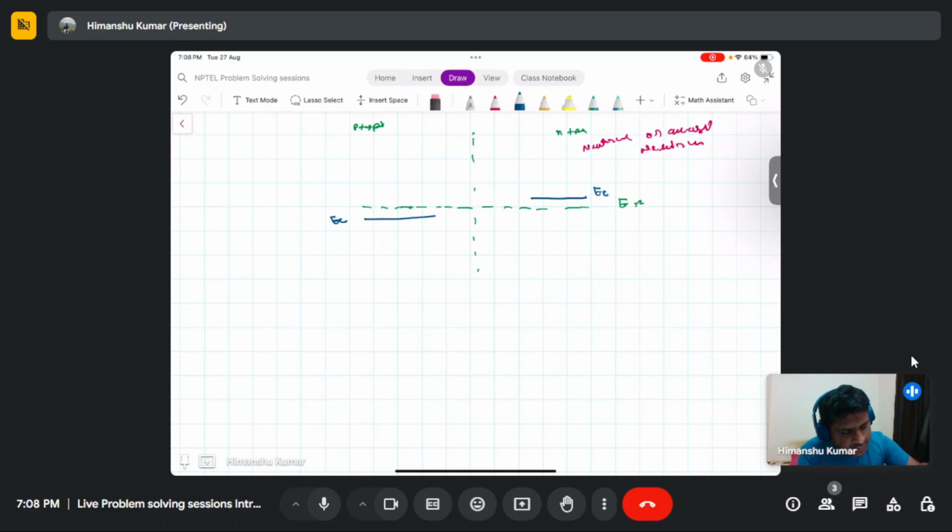Now in this transition region, you can draw the conduction band here, and similarly you can draw the valence band here. Then you can join the curves, and in the neutral region it will bend like this, and it will form like this.